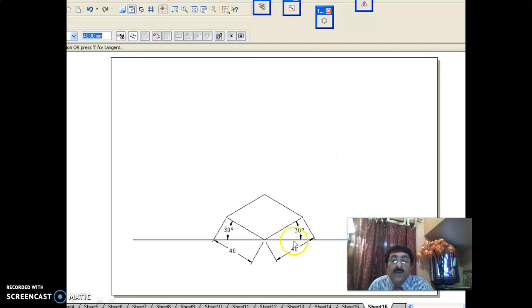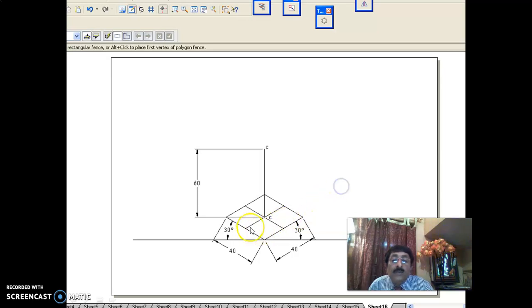First you draw 40 square, 40, 40, with 30 degree, 30 degree lines. Get the center. Now, what is the height of the frustum? Height of the frustum, as you know, is 60. You take the height as 60. And you know the frustum base square is 40, top square is 20.